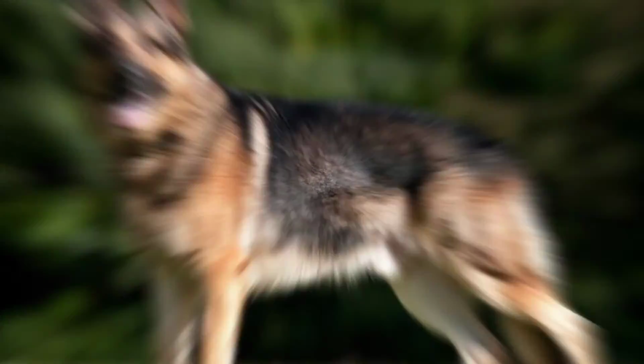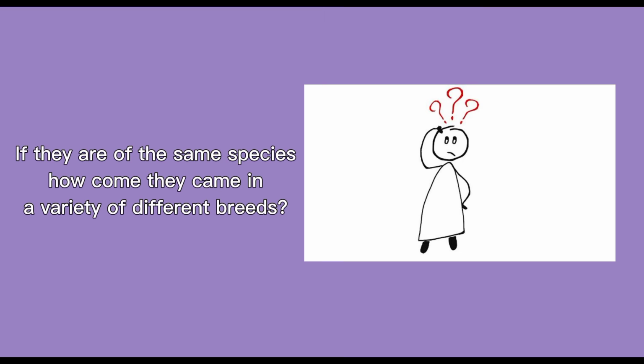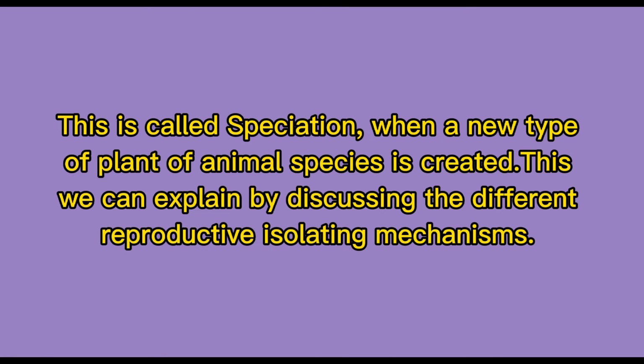Corgi, German Shepherd, Shih Tzu. These dogs are different breeds but can be considered as one species, dogs. If they're of the same species, how come they came in a variety of different breeds? This is called speciation, when a new type of plant or animal species is created.